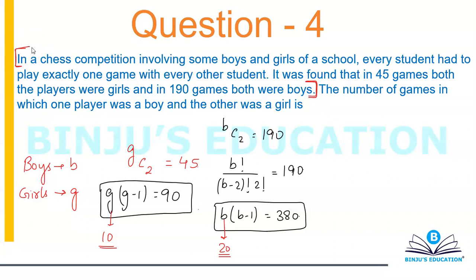Okay. Moving on, the number of games in which one player was a boy and the other was a girl. Now you need a boy and you need a girl. If you need a boy, that will be 20C1, and if you need a girl, that will be 10C1. 20C1 comes out to be 20 and 10C1 comes out to be 10. So 20 into 10 will simply be equal to 200. So there will be 200 possible games which involve only a boy and a girl.